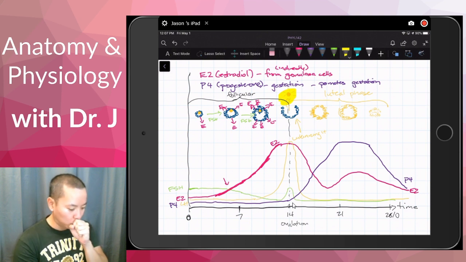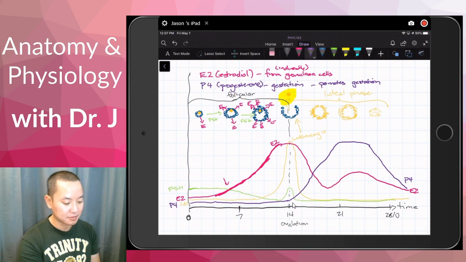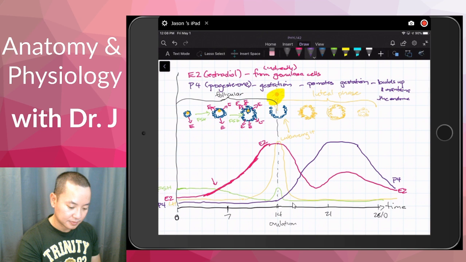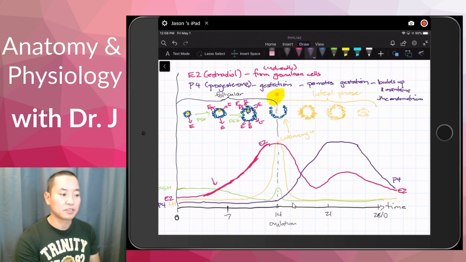Now, what progesterone also does is builds up and maintains the endometrium. And the endometrium is where you hope the embryo implants so you have a safe pregnancy. So it kind of makes sense.